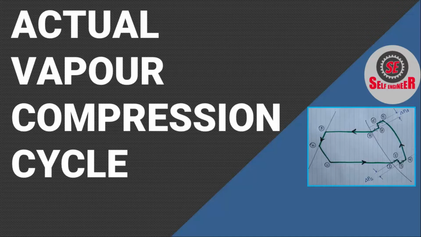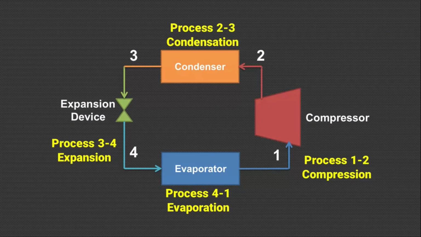Let's have a look at the theoretical vapor compression cycle first. The theoretical vapor compression cycle consists of four main components: compressor, condenser, expansion device, and evaporator. The refrigerant vapors coming from the evaporator are compressed in the compressor. Those refrigerant vapors are then condensed in the condenser at high pressure. Such high pressure liquid is then throttled through the expansion valve to low pressure in the evaporator.